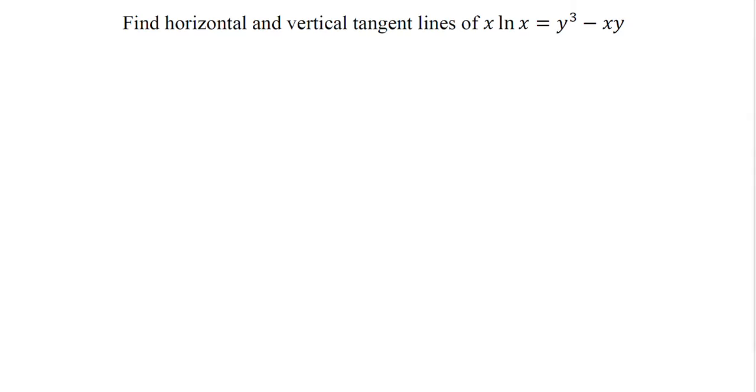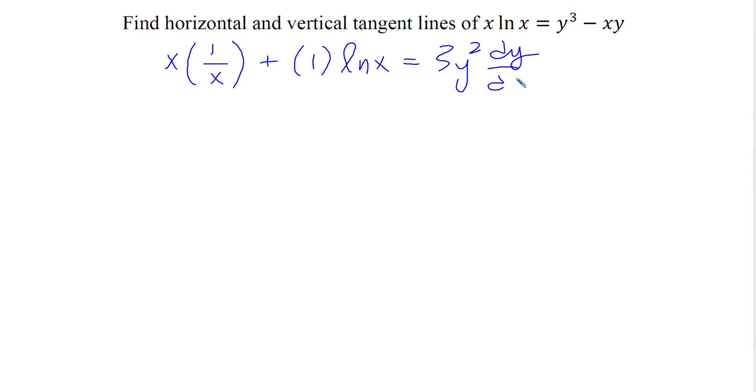And I think we know that anytime we're asked to find horizontal and vertical tangent lines, it means we need a derivative. So we're going to take the derivative of x ln x using the product rule. So that'll be x times the derivative of ln x, and then plus the derivative of x, which is 1, times the ln x. On the other side, we'll get 3y squared dy/dx for the y cubed. And then we'll use product rule on minus xy to get minus x dy/dx minus y.